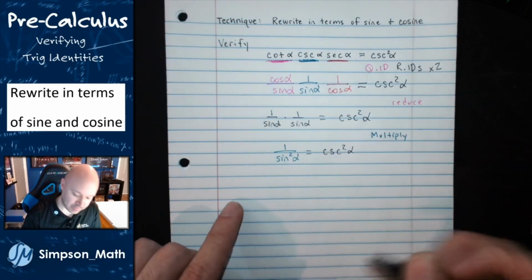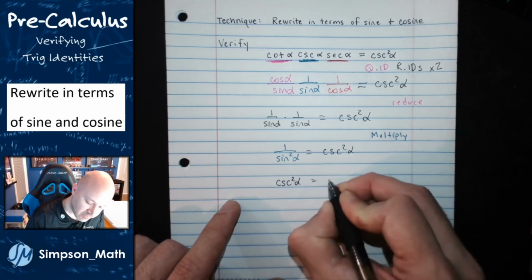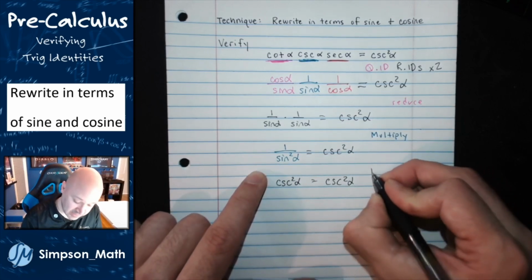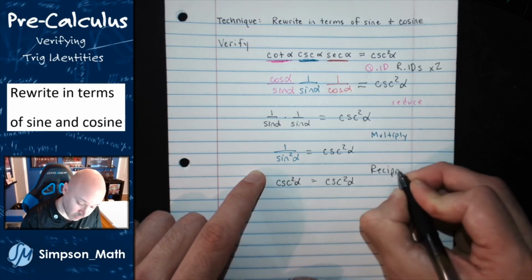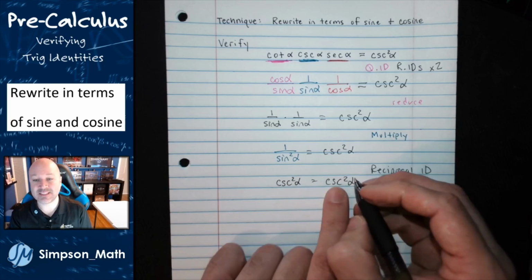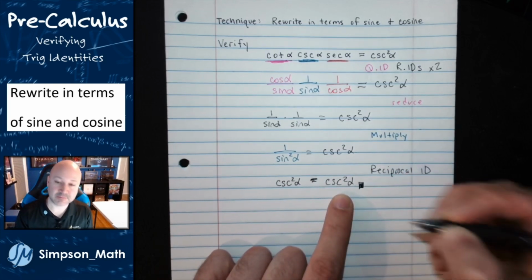I'm going to make that step, or that substitution. This is cosecant squared alpha. What's allowing me to do that is a reciprocal identity. My left-hand side is identical to the right-hand side. I can black box this and be done.